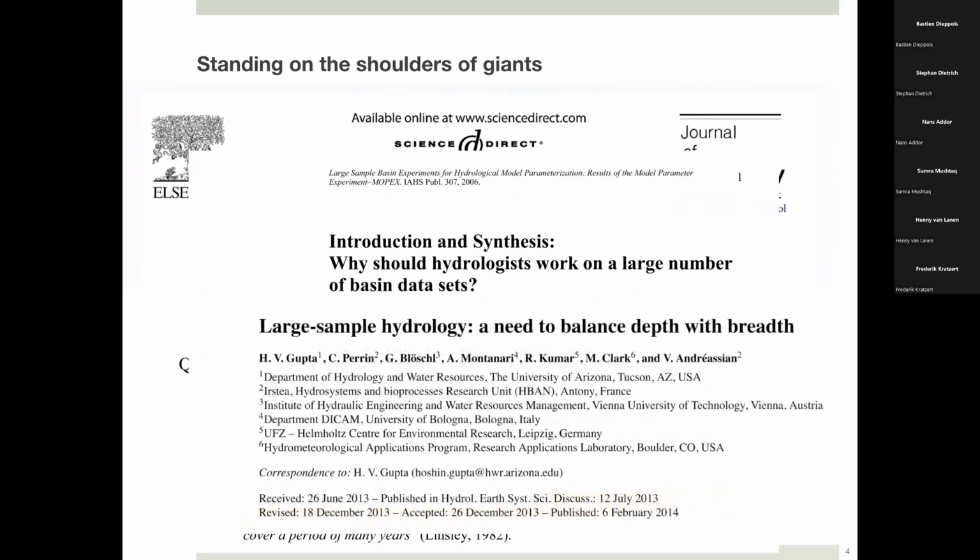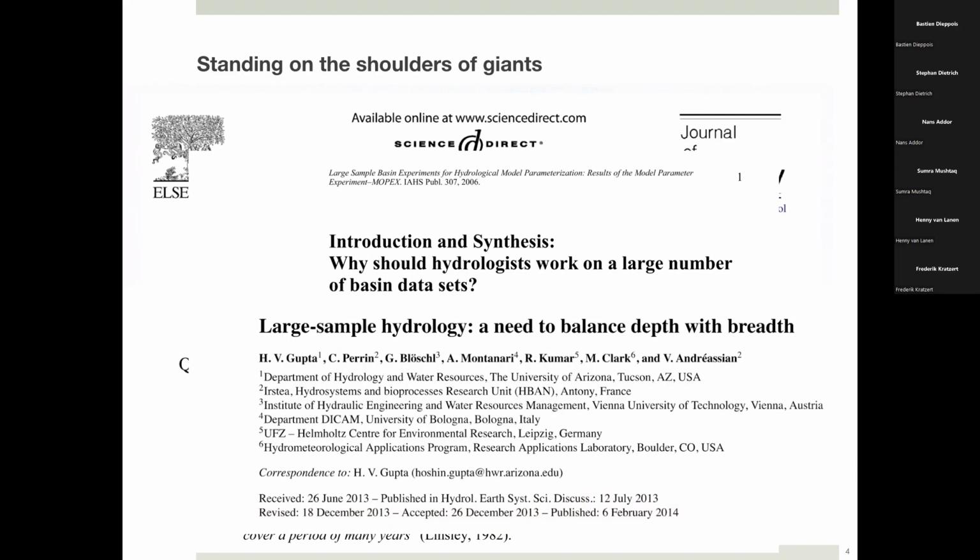And large sample hydrology, as a term, I think was really popularized by this paper published in 2014 by Hoshin Gupta and his colleagues. The claim they make there is that there is a need to balance depth with breadth. By depth, they mean the very rich information that we can collect in a well-instrumented research catchment, which is very varied, very dense, but obviously only characterizes the area of the catchment. And these well-instrumented catchments are extremely rare.